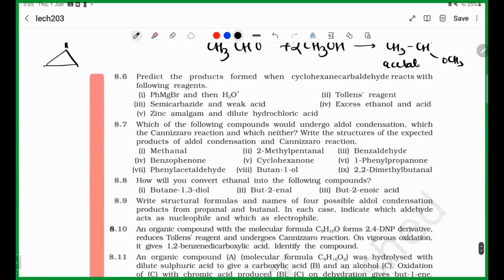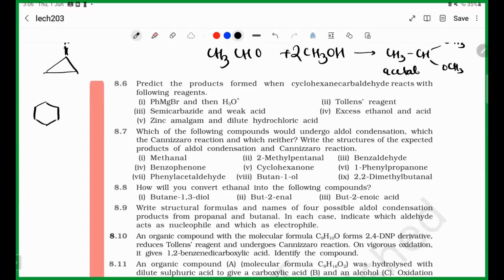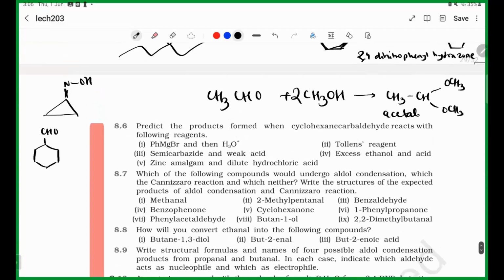Okay. Predict the products when cyclohexane carbaldehyde reacts with the following reagents: phenyl Grignard reagent, phenyl magnesium bromide, followed by acidification; Tollens reagent; semicarbazide; ethanol plus acid; and zinc amalgam. So cyclohexane carbaldehyde is basically a cyclohexane ring with a CHO, and this reacts with PhMgBr.